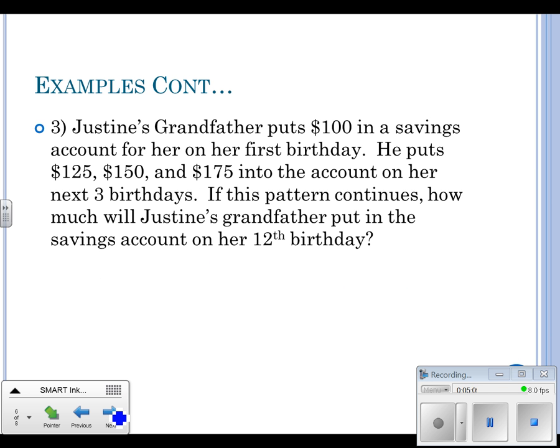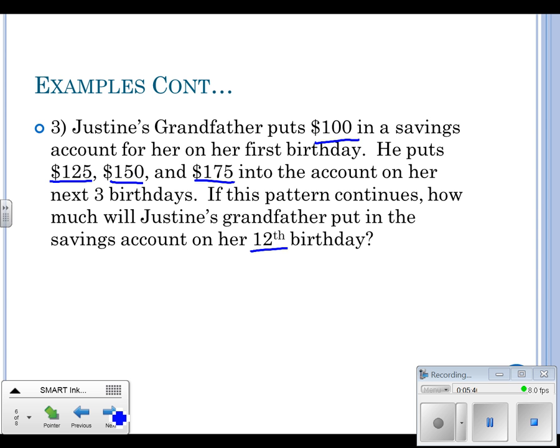Justine's grandfather puts $100 in his savings account for her on her first birthday. He puts 125, 150, 175 into the account on her next 3 birthdays. So what we can see here is if he starts 100 and then he goes up 125 the next year, 150 the next year, 175 the next year, we see that he's constantly adding an additional 25. So that constant difference here is 25. If this pattern continues, how much will Justine's grandfather put in the savings account on her 12th birthday? So that's the term we want to know.